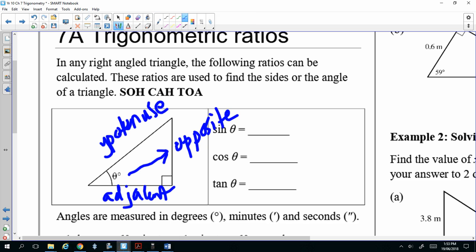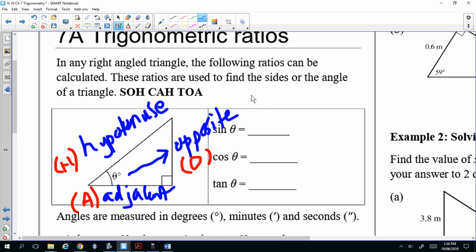Okay, so the shorthand for hypotenuse is H, the shorthand for adjacent is A, and the shorthand for opposite is O. So now you can use SOHCAHTOA to find the 3 trigonometric ratios. For sine, SOH means opposite over hypotenuse, so write opposite over hypotenuse. The next one, CAH, means adjacent over hypotenuse. And finally, TOA means opposite over adjacent.